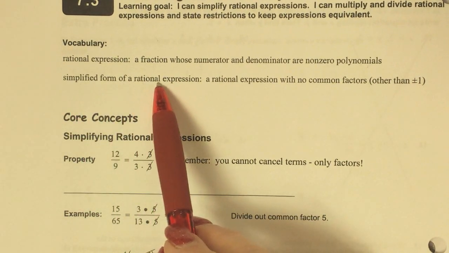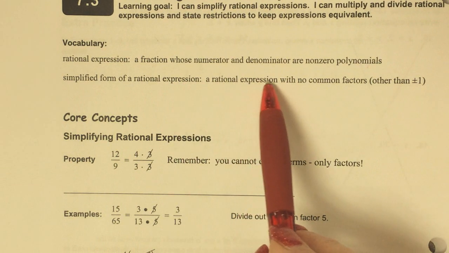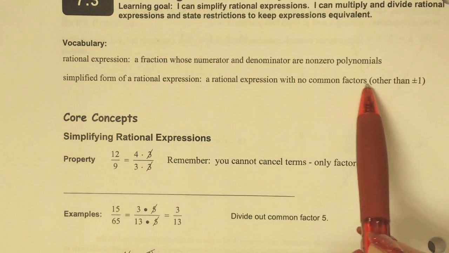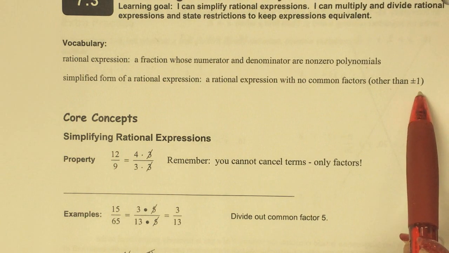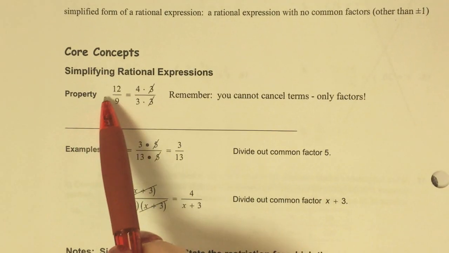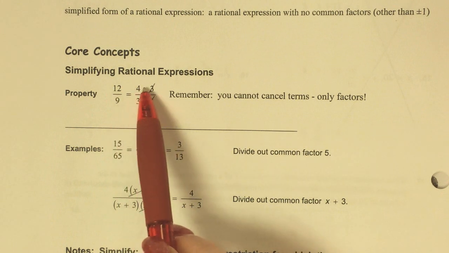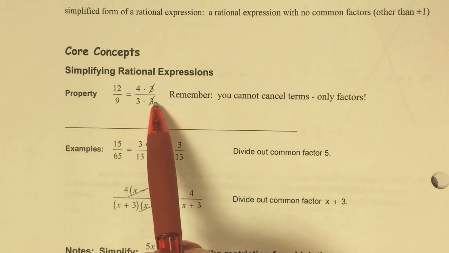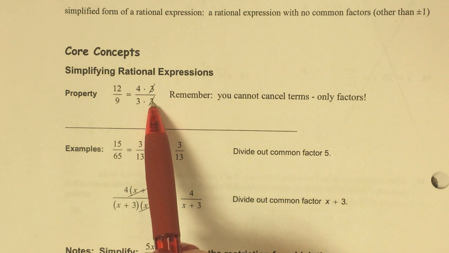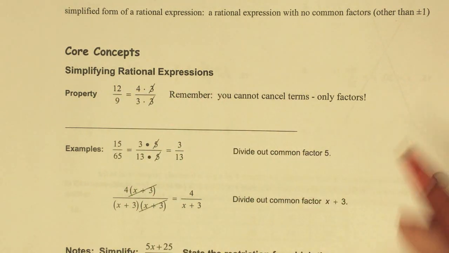So the simplified form of a rational expression is a rational expression with no common factors other than positive or negative 1. If we look at a number like 12 ninths, if I'm trying to put that in lowest terms, I have to think of 12 as 4 times 3, 9 is 3 times 3, cancel the 3's, and then our answer is 4/3.